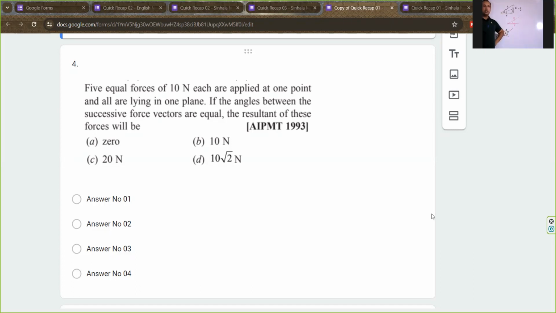Okay. Fourth one. 5 equal forces of 10 Newton each are applied at one point and all are lying in one plane. If the angle between the successive force vectors are equal, the resultant force will be.